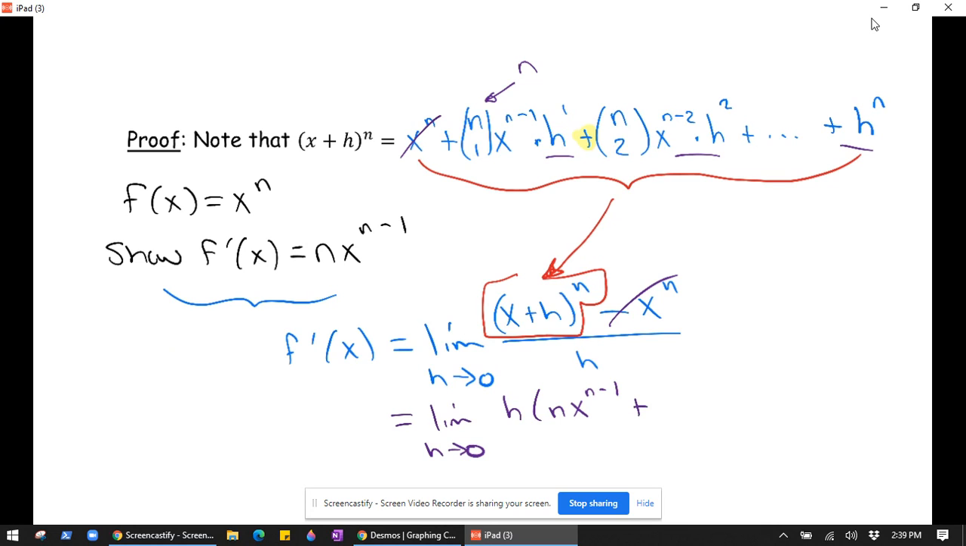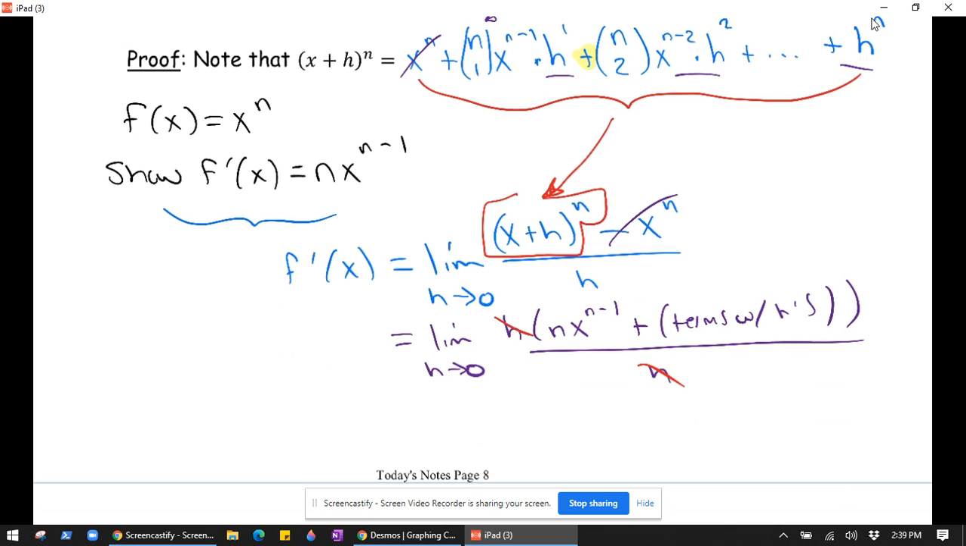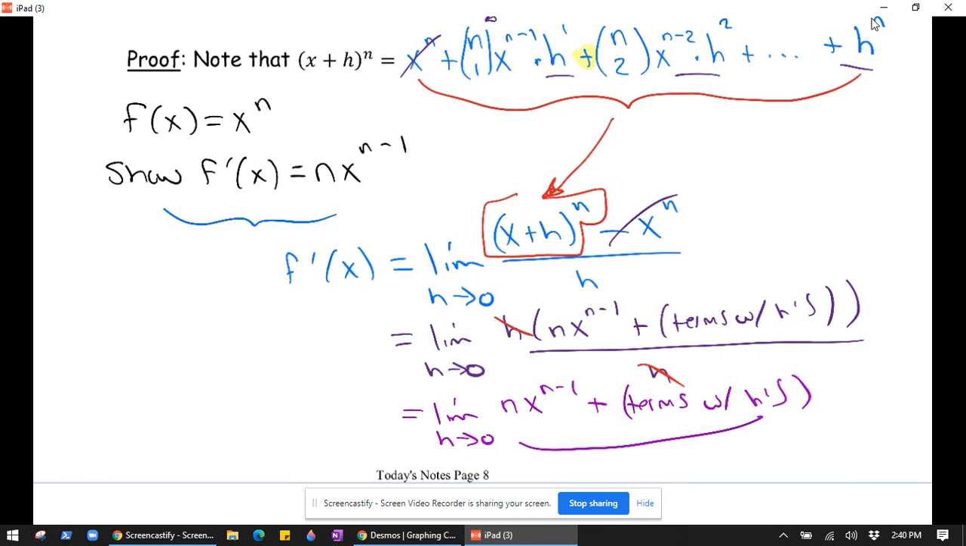So all I'm going to write here is terms with h's divided by h. These h's cancel, which is what we wanted. And then finally, we can see that when you plug 0 in for h, because this is what you're left with, terms with h's in them, once you plug that 0 in, they all vanish, and you're left with n x^(n-1).